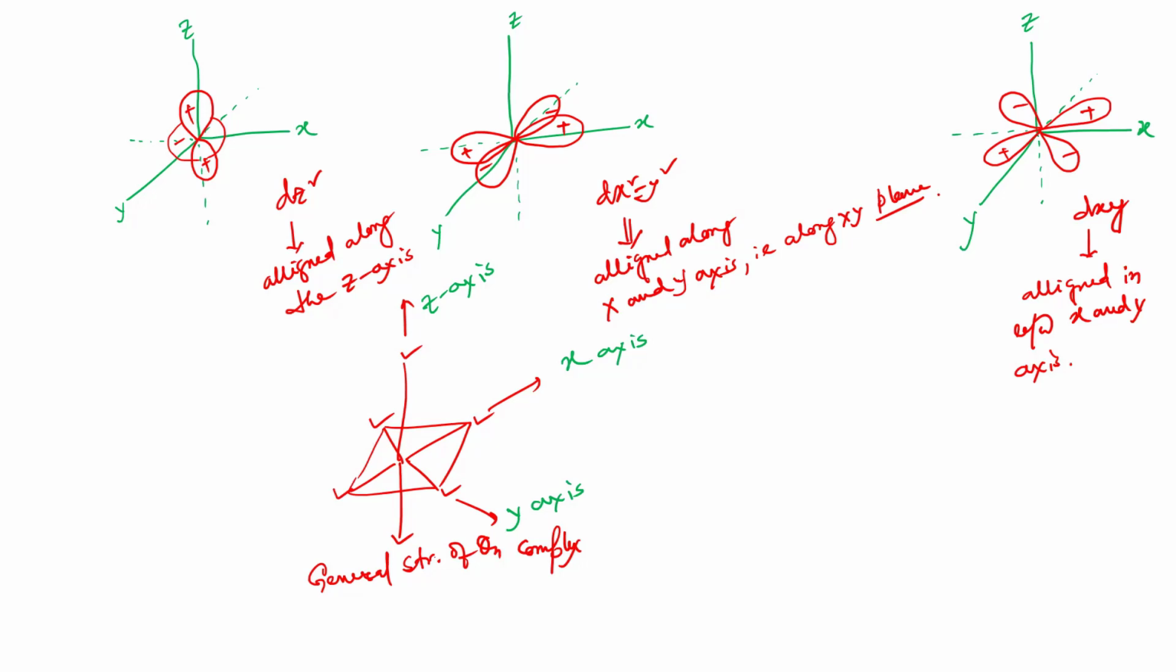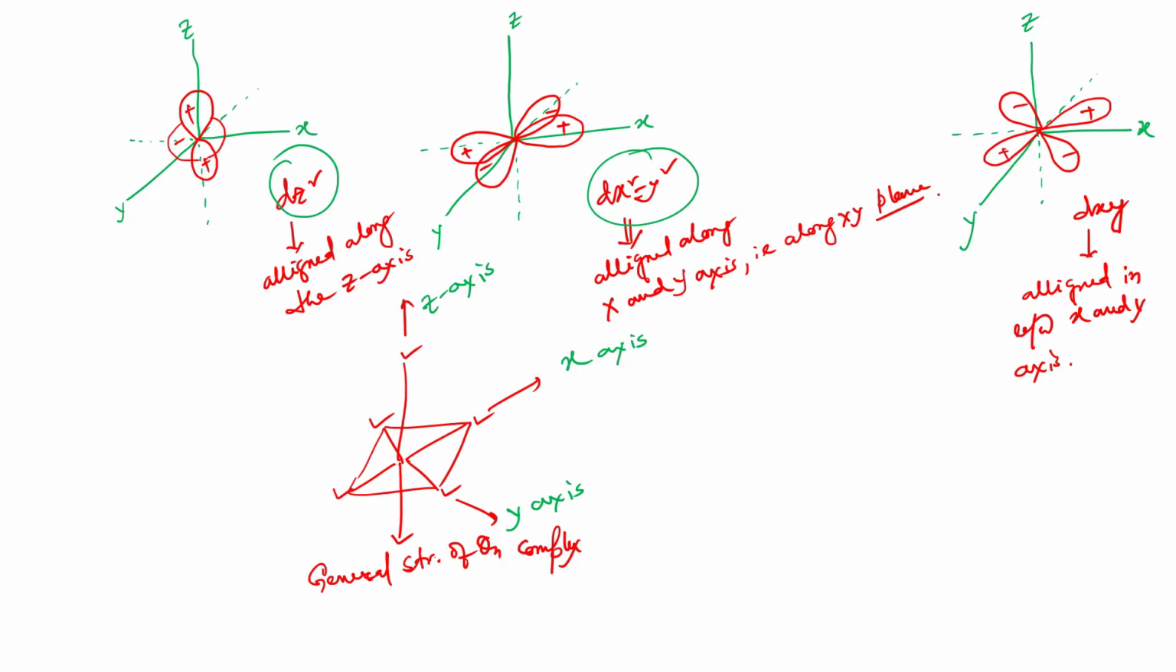So the ligands will have an interaction with the metal d orbitals which are aligned along the axis. So only two orbitals are aligned along the axis. One is dz square and the other is dx square minus y square orbital. So they will have some kind of interaction with the metal d electrons present in these two orbitals. If there is an electron in these two orbitals, the ligands will have some repulsive interaction.